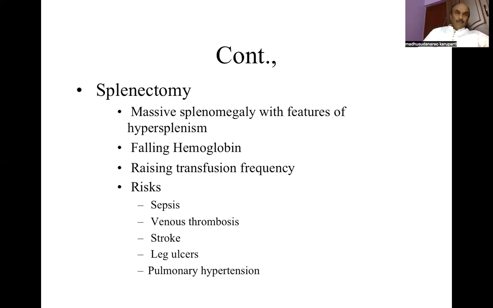We can look into the splenectomy. The massive splenomegaly with features of hypersplenism, falling hemoglobin, rising transfusion frequency. Even though there is risk for sepsis, venous thrombosis, stroke, leg ulcers, and pulmonary hypertension, splenectomy is carried out in some of the patients with massive splenomegaly. Okay, and they are monitored regularly in order to look for the complications. Okay. By and large, these children suffer with a great degree of morbidity and mortality.